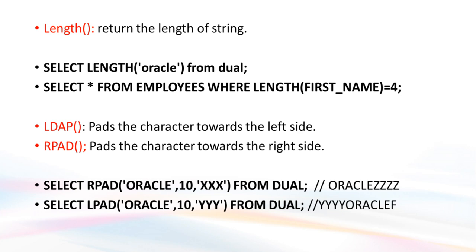And if I want to use this length in a conditional statement, we can write it like this: select star from employees where length of first_name is equal to 4. What will this query return? This query will return all the employees whose names have 4 letters. Whoever's name has 4 letters, those employees will be displayed. So now let me write this query here.